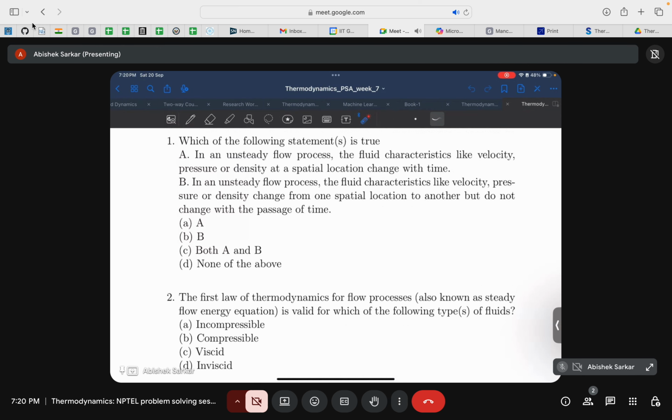The question is, which of the following statements is true? A. In an unsteady flow process, the fluid characteristics like velocity, pressure, or density at spatial locations change with time. B. In an unsteady flow process, the fluid characteristics like velocity, pressure, or density change from one spatial location to another, but do not change with the passage of time. Which statement is correct? You know that for an unsteady flow, the parameters have to change with time. So the correct answer is option A.